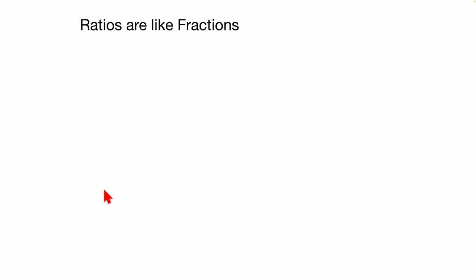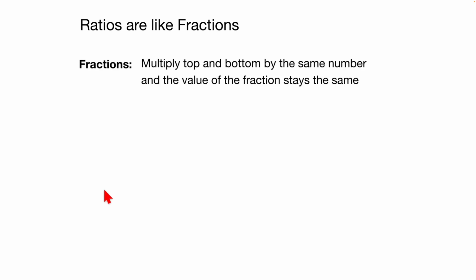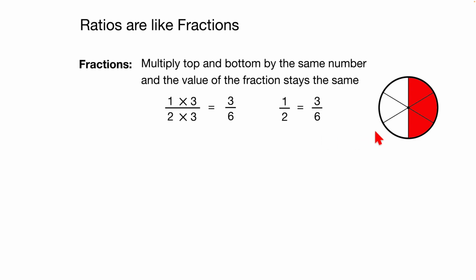Ratios are like fractions. And when we come to fractions, we know that if we multiply the top and the bottom by the same number, then the value of the fraction stays the same. Take a half. We multiply top and bottom by 3, we get 3 over 6. So a half equals 3 over 6. Well, I guess you knew that, but if you didn't, you can count the portions of this pizza. Always go down to pizzas at the end of the day.